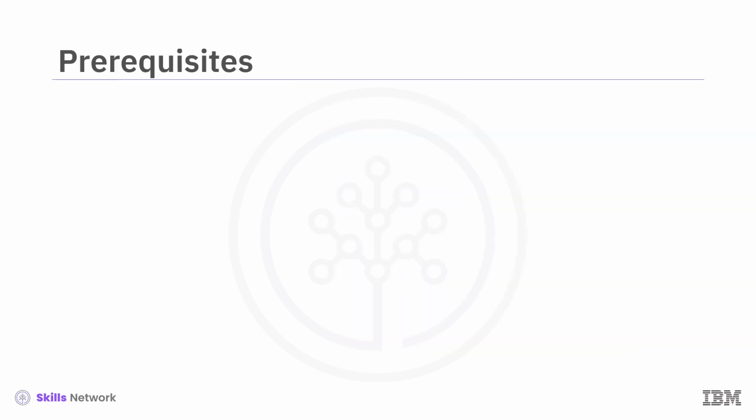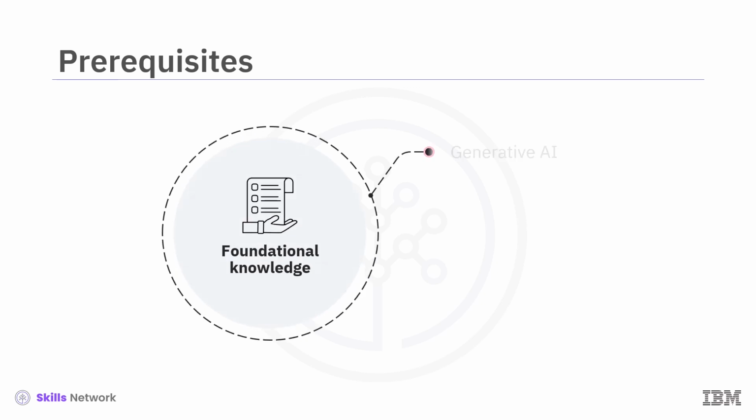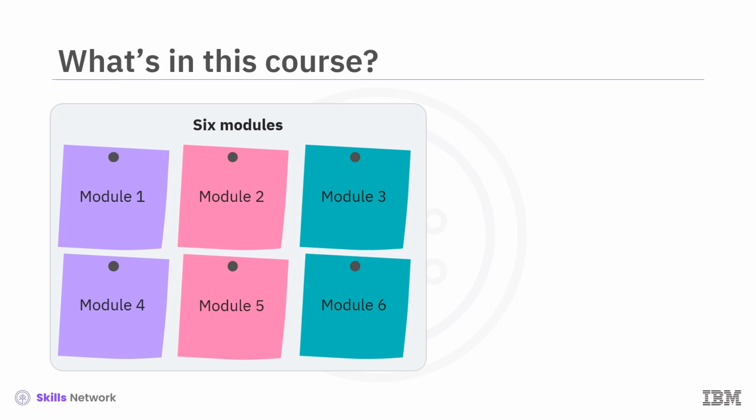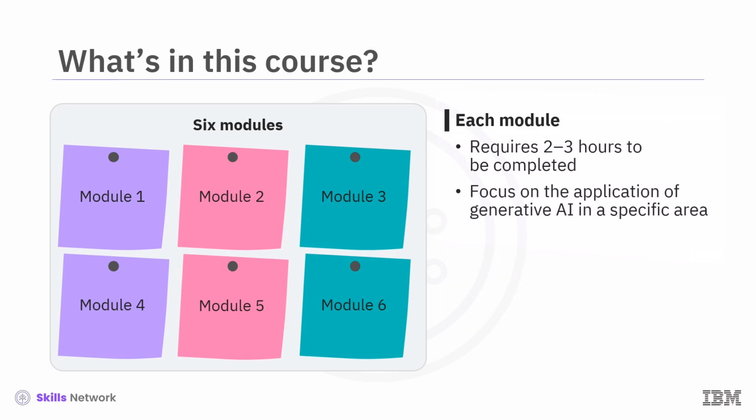To get started with the course, you only need a basic understanding of generative AI, prompt engineering, and the marketing domain. The course consists of 6 modules, each designed to be completed in just 2 to 3 hours, and highlights the application of generative AI in a specific area. Let's take a closer look at what each module covers.